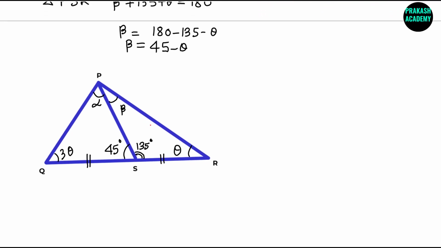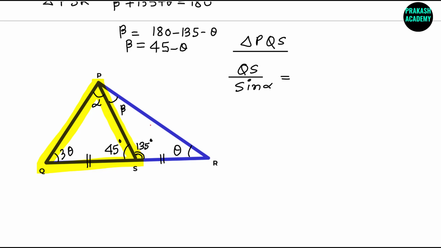So now the same figure I have drawn here, that is the same triangle. Now let us consider triangle PQS. If I consider this triangle PQS, I can write QS divided by sine alpha is equal to PS divided by sine 3 theta. So the side and corresponding angle.